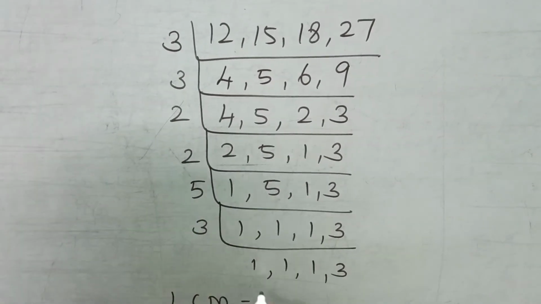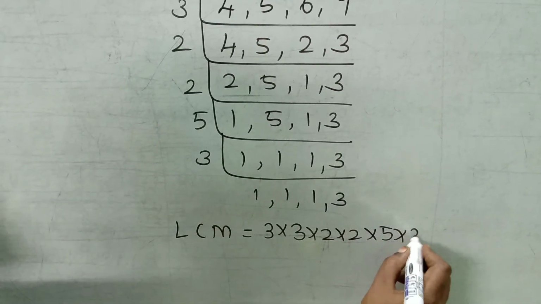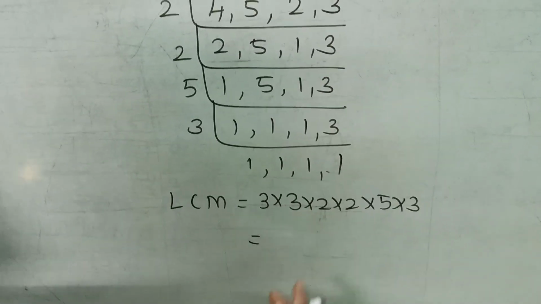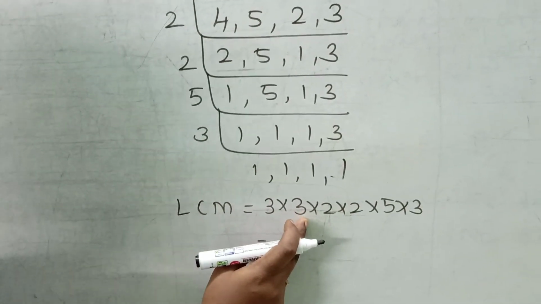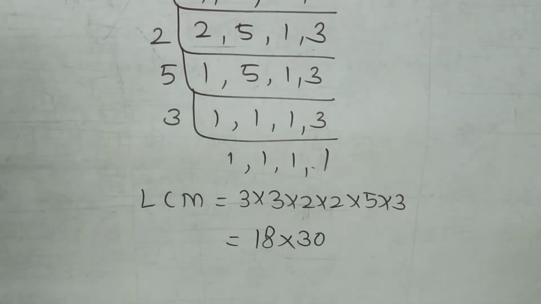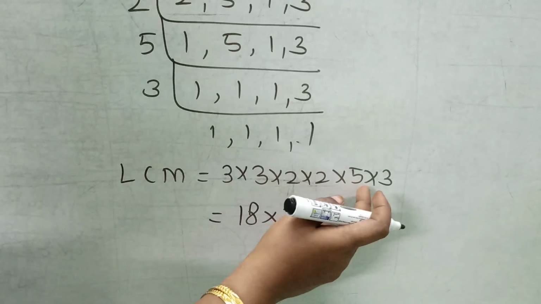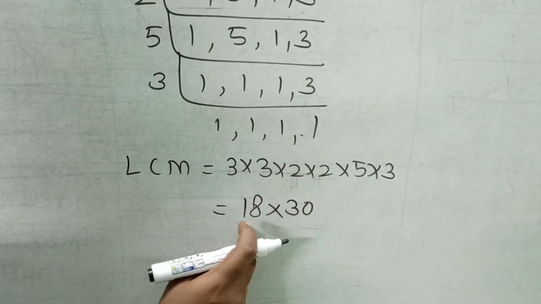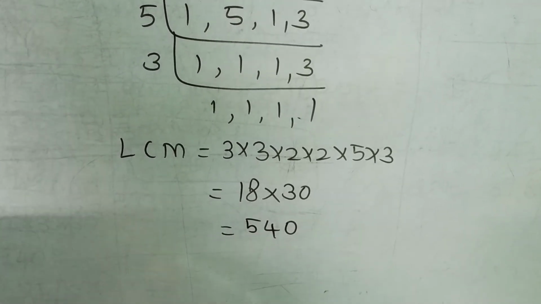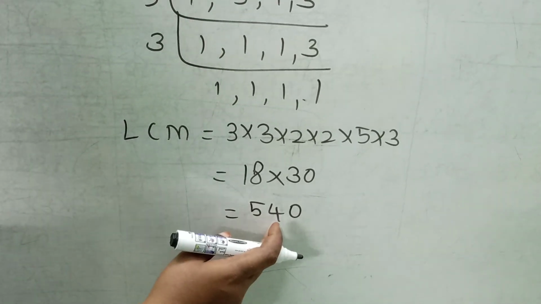Therefore, LCM equals 3 into 3 into 3 into 2 into 2 into 5 into 3. Multiply these numbers: 3 3s are 9, 9 2s are 18, 18 2s are 36, 36 5s are 180, 180 into 3 is 540. Therefore, LCM is 540. I am going to divide the largest 4 digit number by 540. I will get the answer.